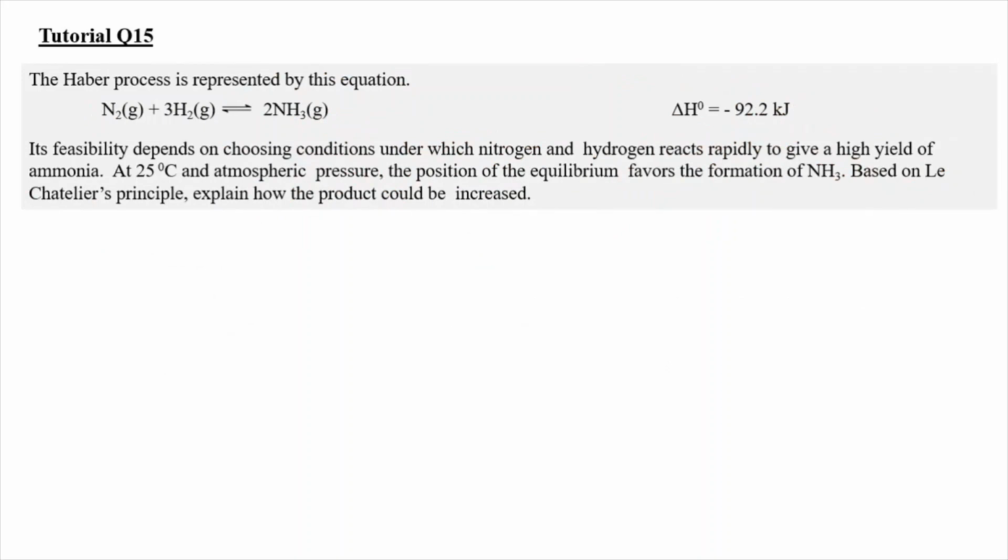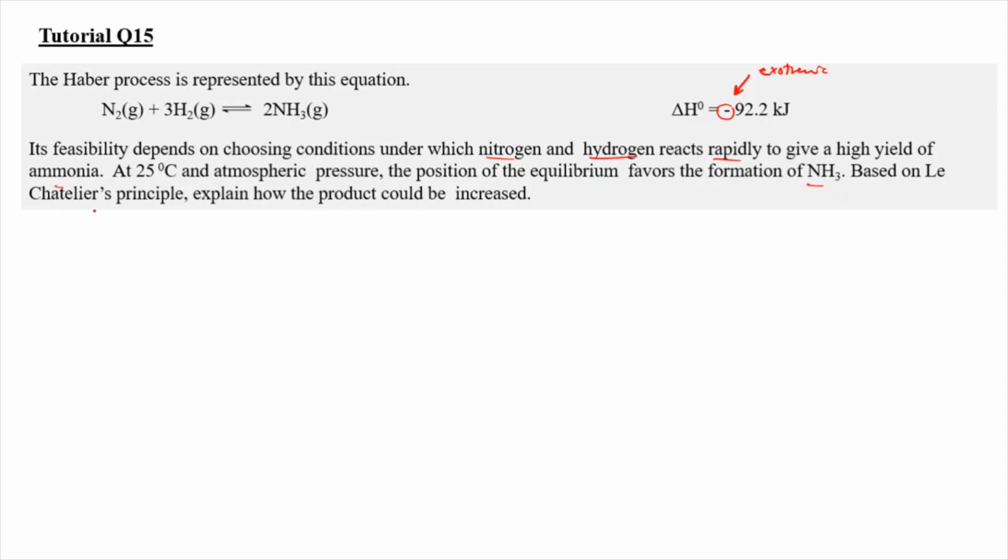So for tutorial question 15, the Haber process is represented by this equation. So nitrogen gas reacts with 3 moles of hydrogen gas in order to produce 2 moles of ammonia. And this reaction here will give out energy, which is negative 92.2 kilojoules. So this refers to an exothermic reaction. Okay, and its feasibility depends on choosing conditions under which nitrogen and hydrogen react rapidly to give a high yield of ammonia. At 25 degrees Celsius and atmospheric pressure, the position of equilibrium favors the formation of ammonia.